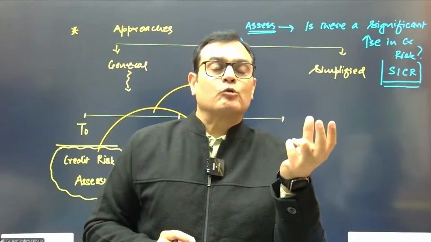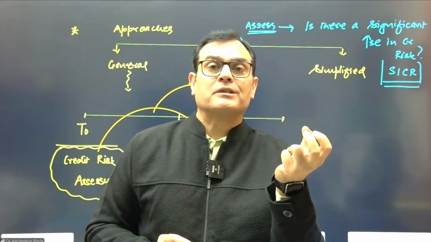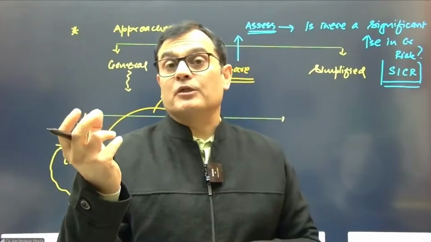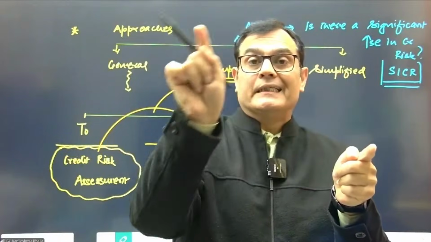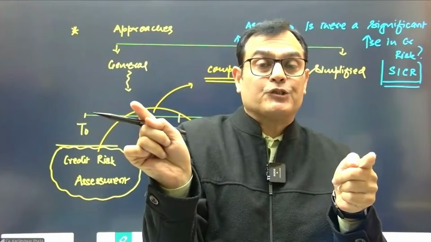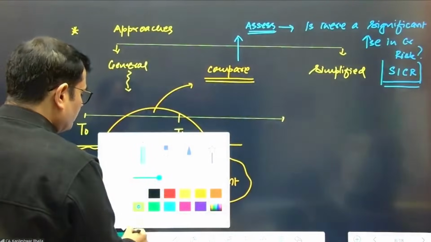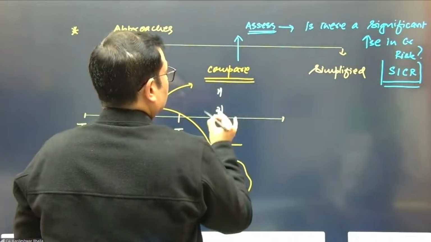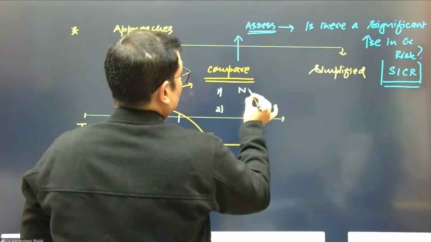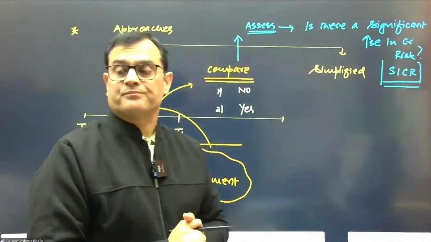So the company made a credit risk assessment at the inception, T0. At the end of the first year, you again made a credit risk assessment and you saw whether there is a significant increase in the credit risk or not. Now, I'm taking two permutation combinations. So let's say there are two combinations coming in. I say, no, there is no significant increase, or I say, yes, there is a significant increase.